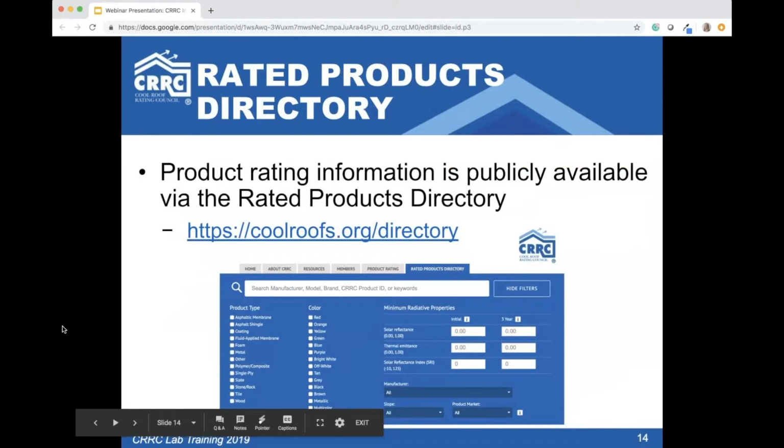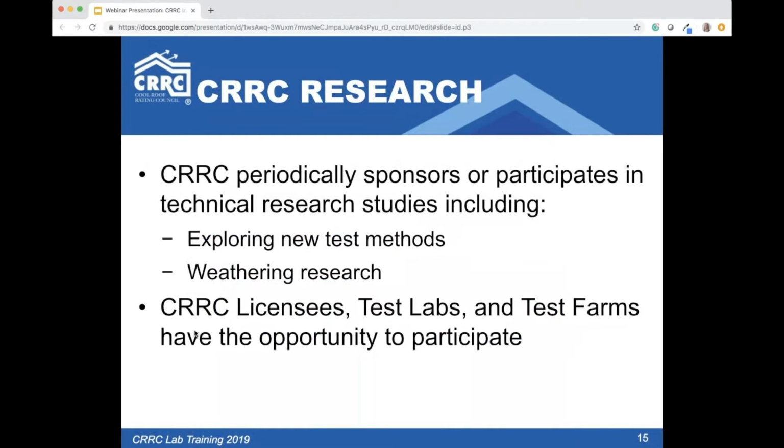So obviously the key thing to mention here is our rated products directory. It's a publicly available resource. It lists all of our rated products, and I will provide additional information about this later in the presentation, but it's found on our website. There's a link here. It's coolroofs.org/directory. And again, this is publicly available. We have lots of filters and ways for people to hopefully find the product that they need very easily.